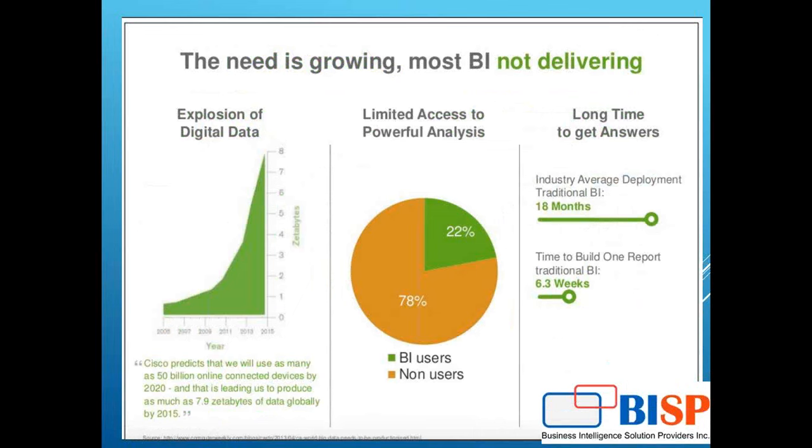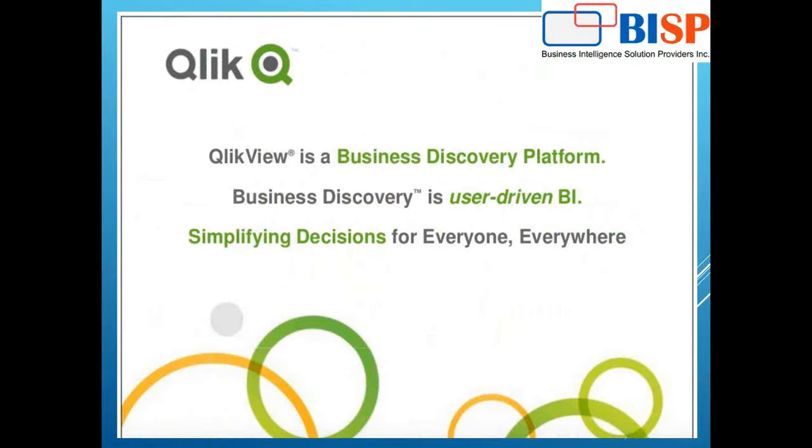Right data: the data should be correct and accurate. Right time: you have to deliver at the proper time. And right people: whatever report you have developed should be delivered to the right person, not the wrong person. So that is where QlikView is standing. It is focusing on the right data to the right people at the right time.